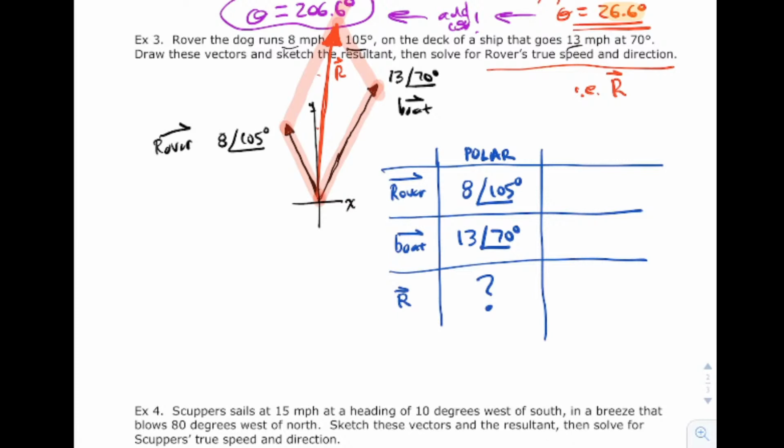Now, you can't add 8 and 13, and you can't really add these 2 angles either. So what you want to do is first convert these over to rectangular form.